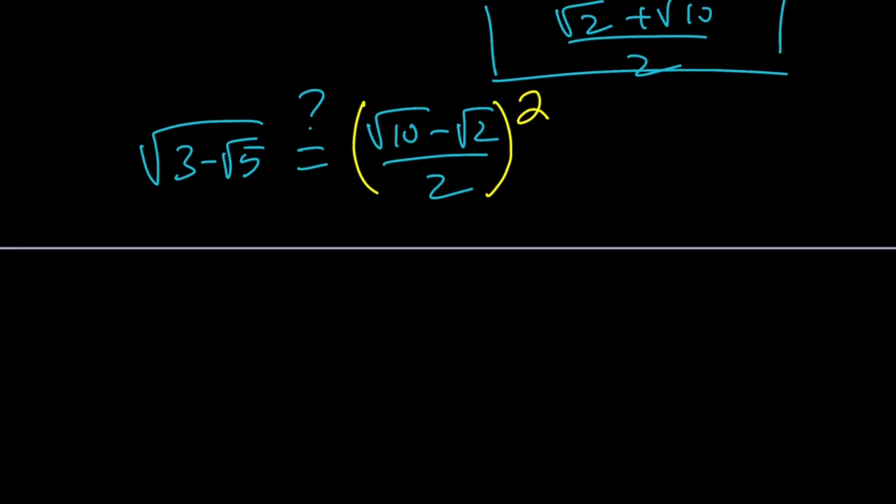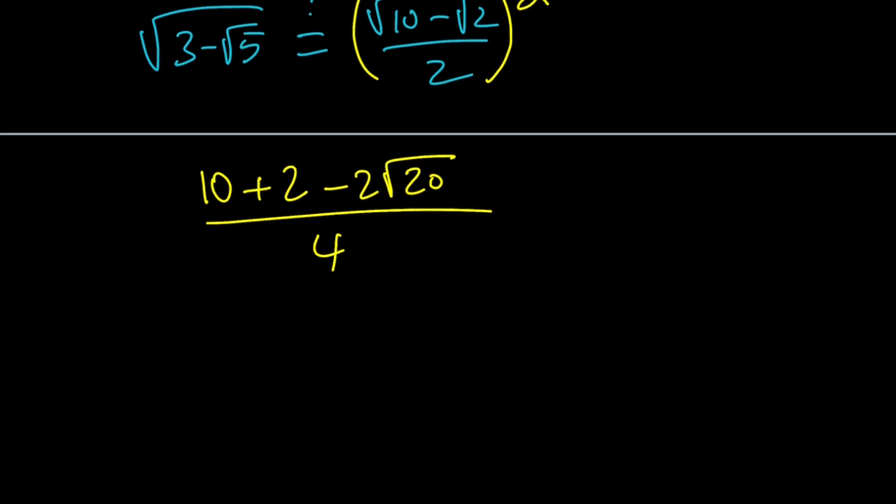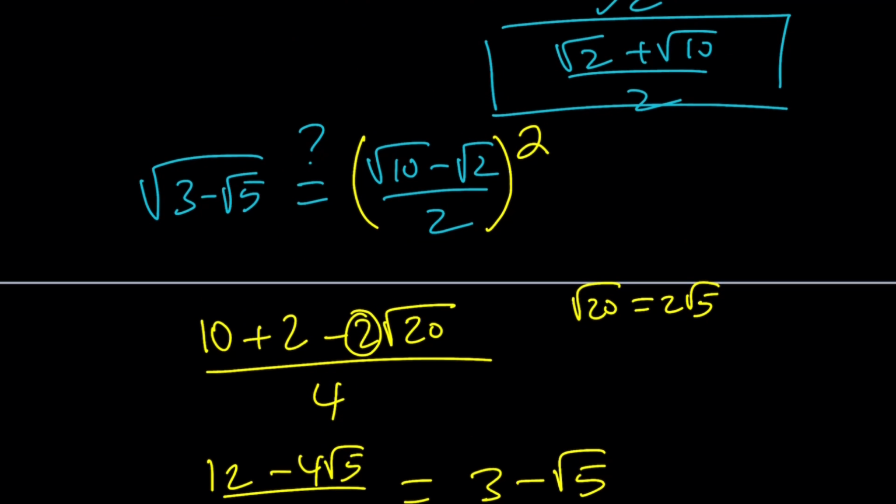This is like a minus b, so root 10 squared plus root 2 squared minus 2ab. That's going to be that, divided by 4. And now let's simplify this. 12, and root 20 is 2 root 5 multiplied by another 2. That's going to be minus 4 root 5 divided by 4, and that's going to be 3 minus root 5. And guess what? If you square this, you're going to get the same thing.